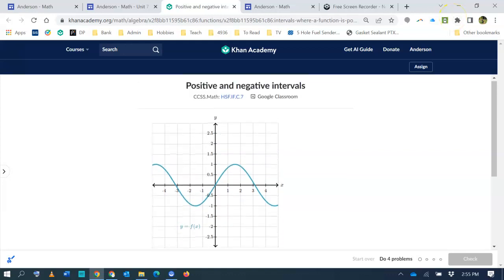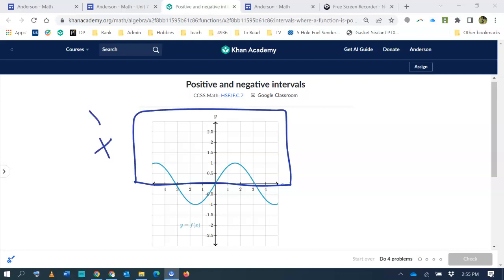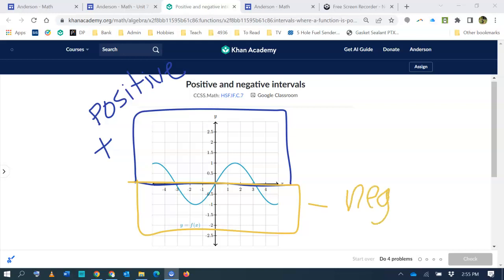So here we go. So first off, let's talk about positive and negative. So we're looking at the output. So everything up here is positive. Now I'll change my color. Let's go to yellow. And everything down here is negative.